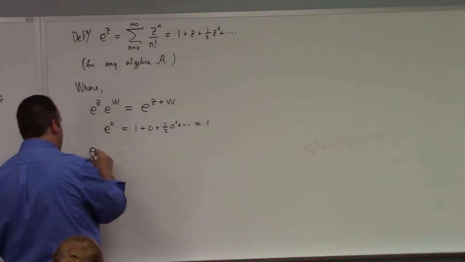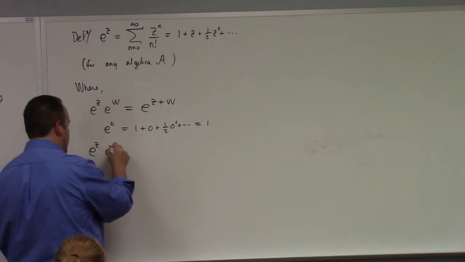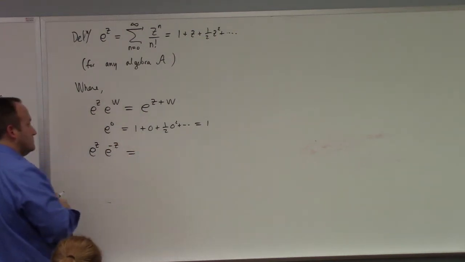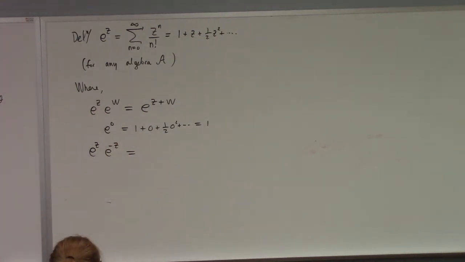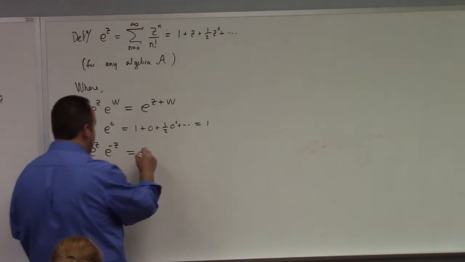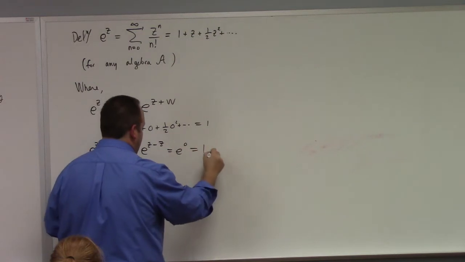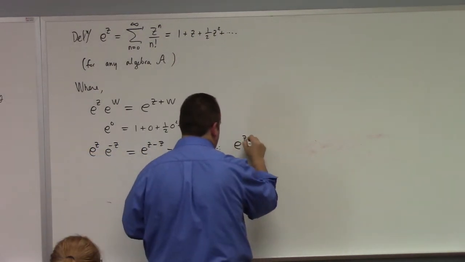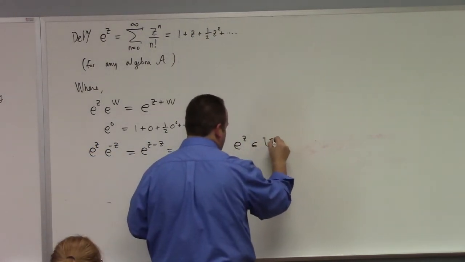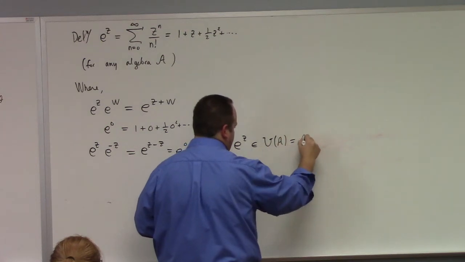What can you tell me about e to the z times e to the minus z? What's that give us? E to the z minus z, e to the 0, which is 1. What's that tell me? E to the z is an element of what? The units of the algebra, which in my papers I sometimes write like this.